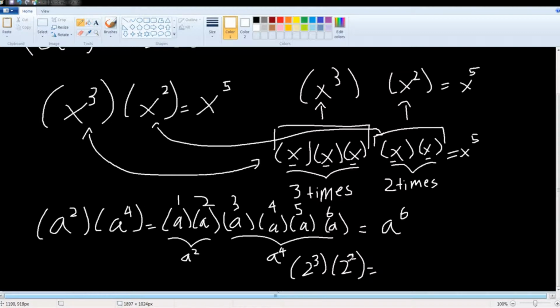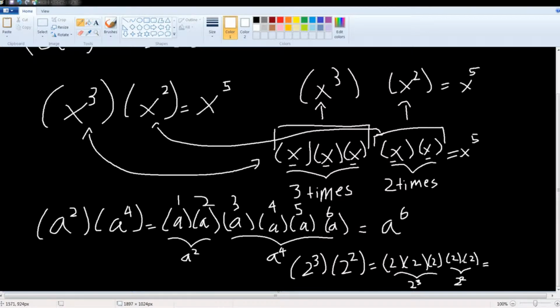Oh, so here you go. Let me just write that better. Okay, same idea. 2 to the 3rd is written out as 2 times 2 times 2. This is 2 to the 3rd. 2 to the 2nd is 2 times 2. This is 2 to the 2nd.